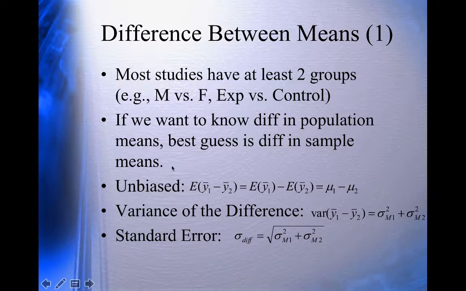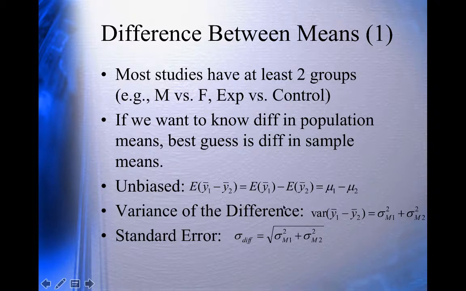It turns out that the difference in sample means, the expected value, which is the mean of the sampling distribution of this, is unbiased. So the expected value of the mean of the first group minus the mean of the second group is the expected value of the first group minus the expected value of the second group. We know that the mean is an unbiased estimator of the population value. So we get mu1 here, and then this is the mean of the sample for the second, and that's the second mean. So we get an unbiased estimate of the difference in population values.